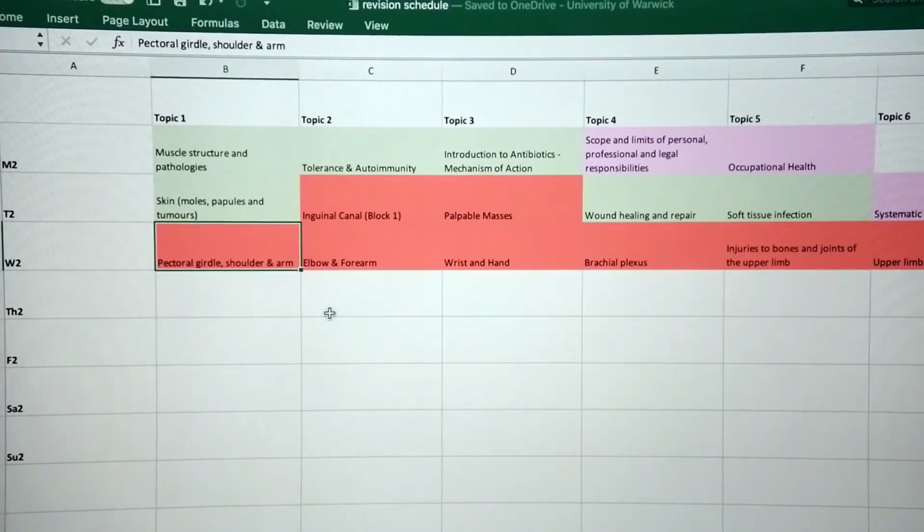So I've got the pectoral girdle, which isn't upper limb, but is where it all starts, the shoulder, the arm, elbow and forearm, wrist and hand, brachial plexus, and then I've got injuries to bones and joints of the upper limb, followed by upper limb nerve injury. And that is a very anatomy heavy day, but that does not surprise me in the slightest, because this block, which was the locomotion block, or basically covered all of the musculoskeletal content, is very anatomy heavy, and so as a result I don't really mind that that is the case, because that is purely the nature of the block and there's no other way around it.